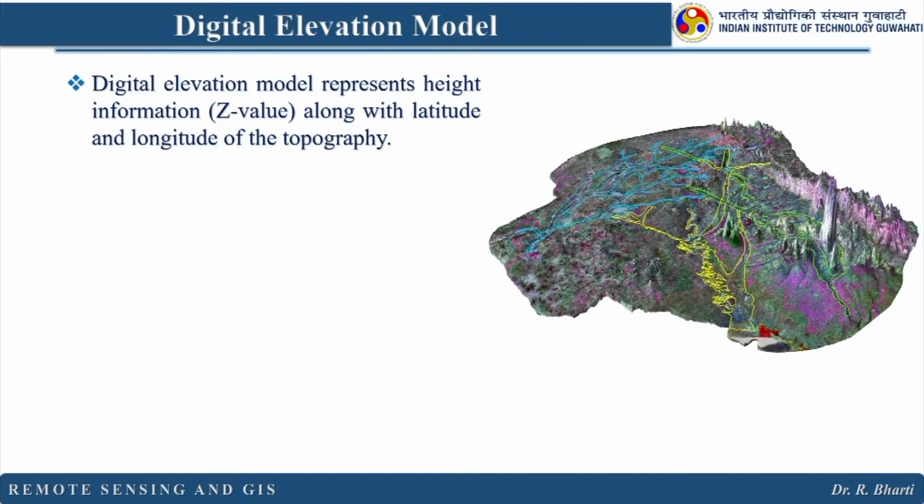In this lecture, we will see what are the potential applications of remote sensing and GIS in our different areas. So let us start with the digital elevation model. Digital elevation model is one of the significant outputs of remote sensing and GIS techniques. So here let us see what exactly this digital elevation model means. A digital elevation model represents height information, that is your Z value, along with latitude and longitude of the topography.